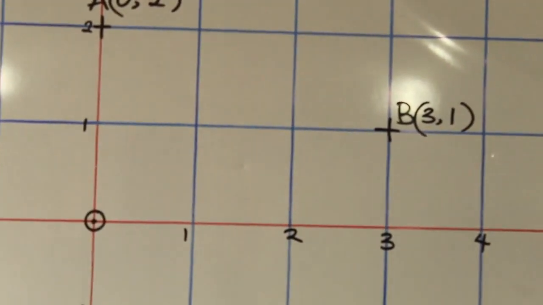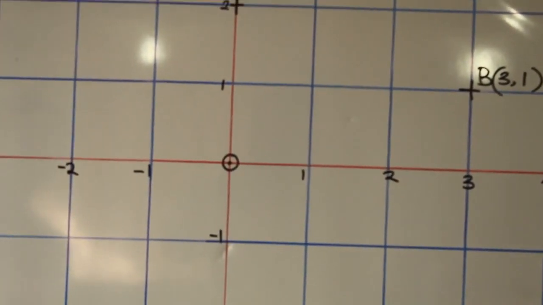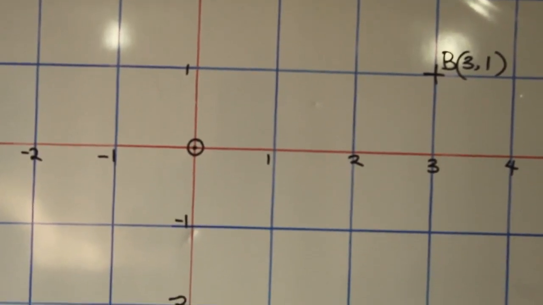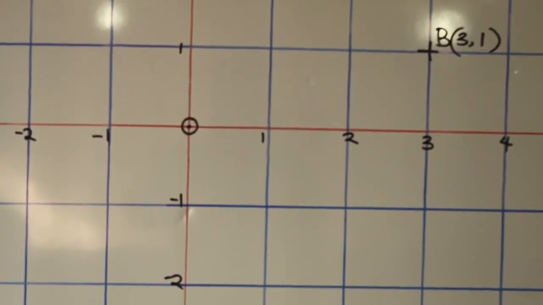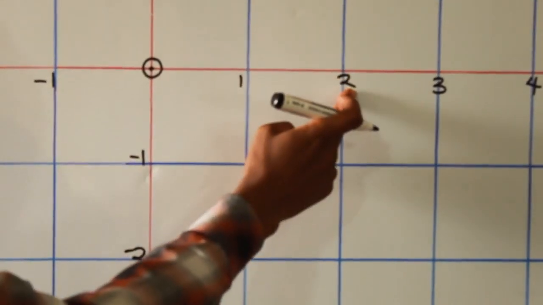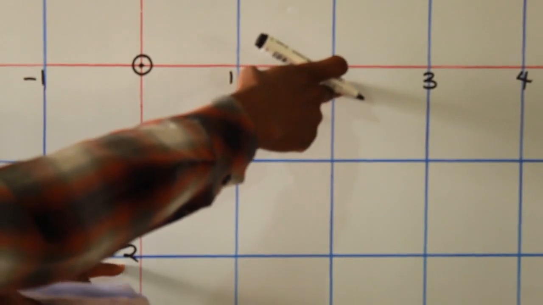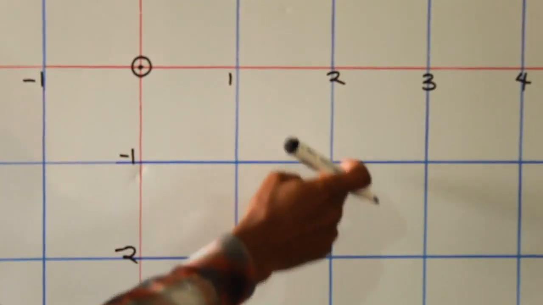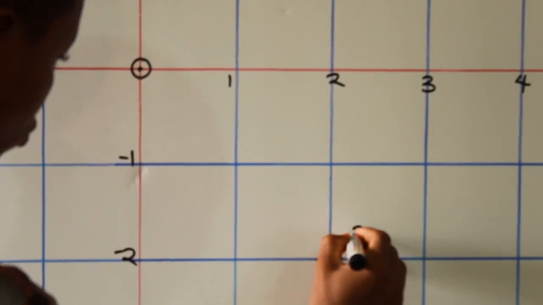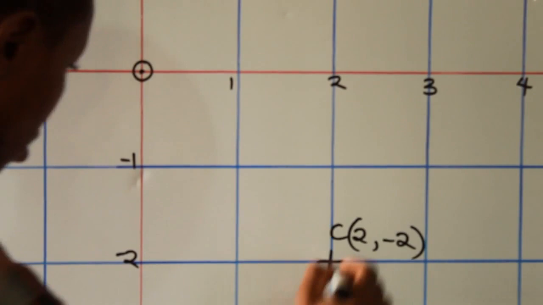Next is point C, and point C is (2, -2). This is our origin. 1, 2 to the right. Minus 2 is this way, so we're moving downwards. 1, 2. This is (2, -2). And remember, it is our point C.